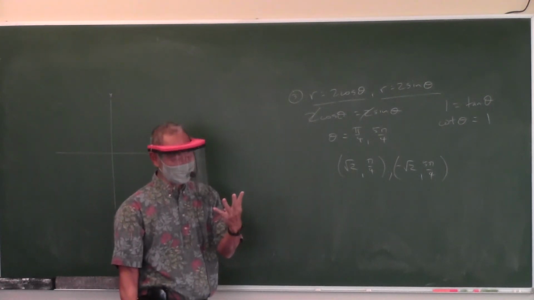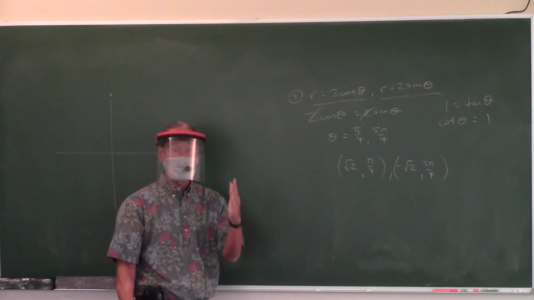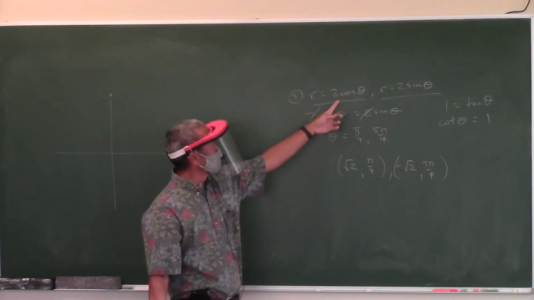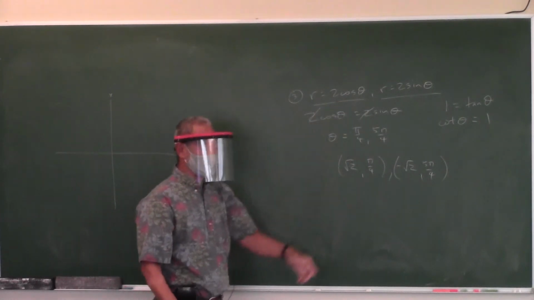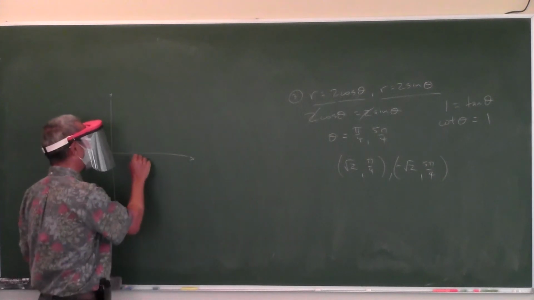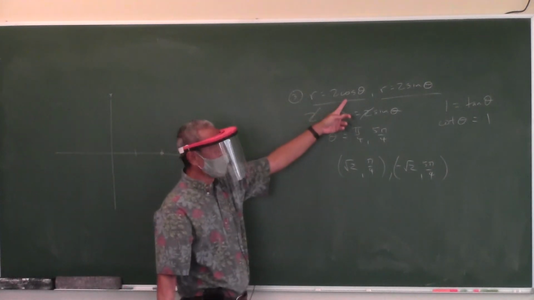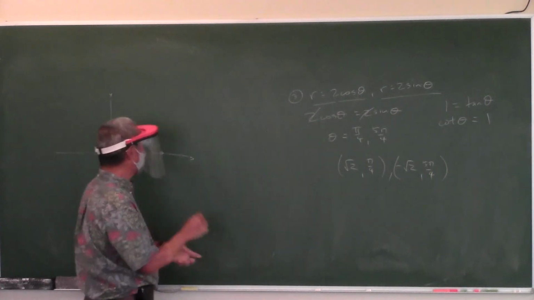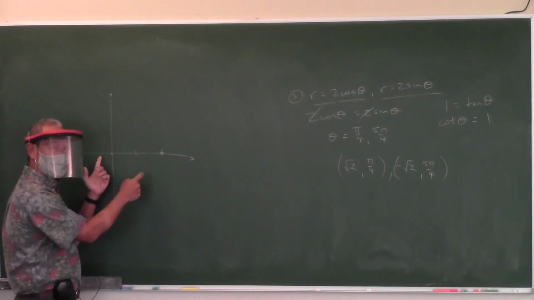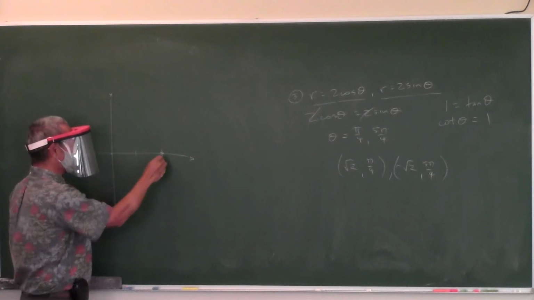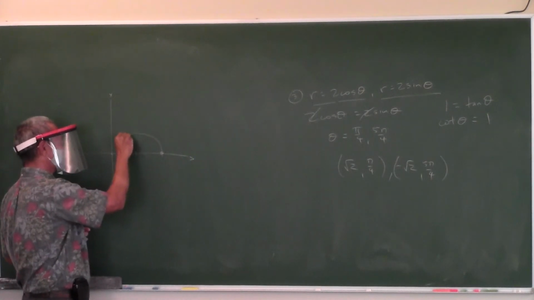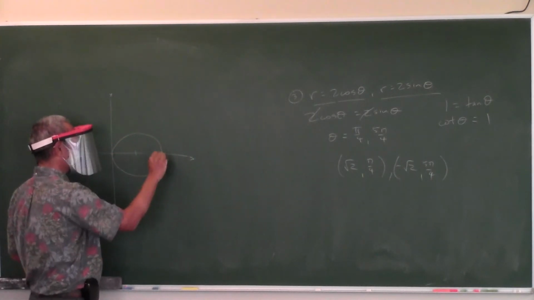2 or 4? 2. 0 and pi over 2. Plug in 0 into this. You get 2. Okay? Plug in pi over 2 into this. Then you get 0. You see these 2 points? That's the endpoints of the diameter. So you got a semicircle on the top and a semicircle on the bottom.